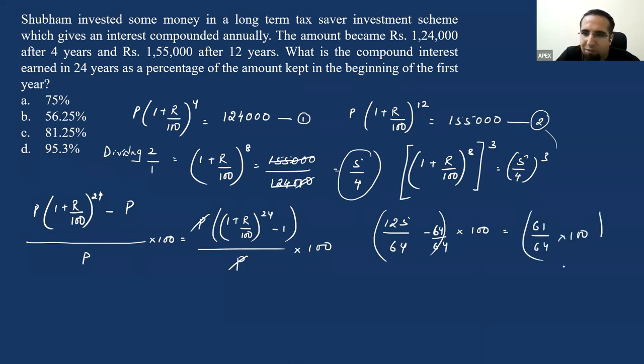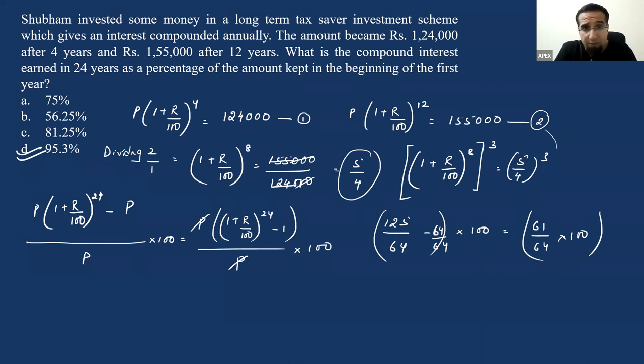Now, the point is quite simple. 61 by 64 is close to 100%. Right? So by default, your answer here becomes 95.3% should be the required answer. So, not a difficult question, but yes, you need to deal with the numbers. You need to understand what the question is asking you.